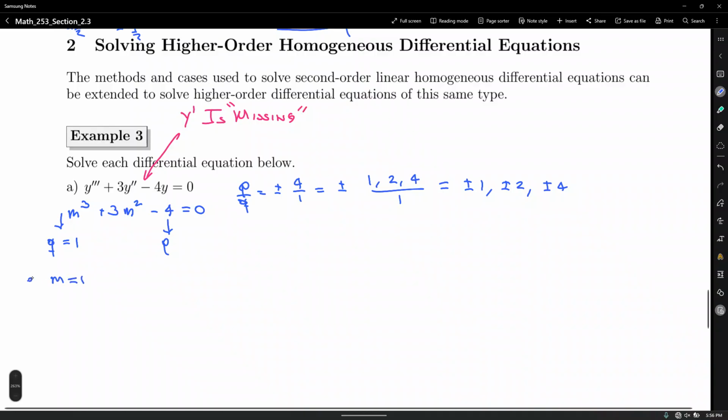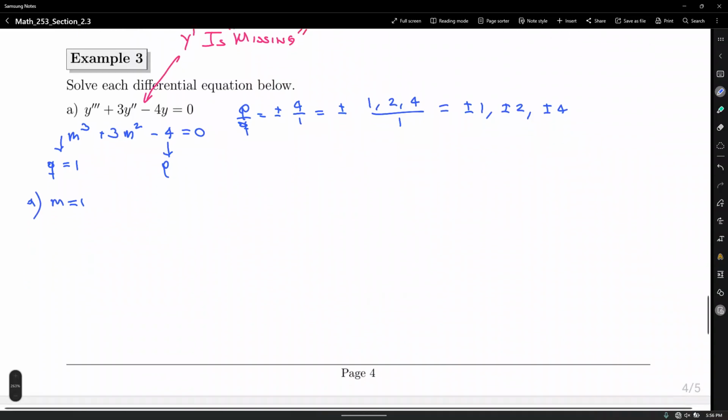All right. Okay. Test m equals 1. All right, well, what do we do? We're going to use synthetic division to see the process.